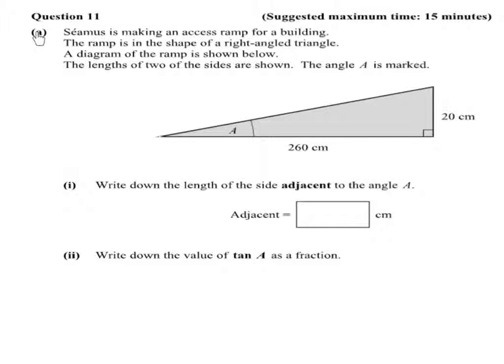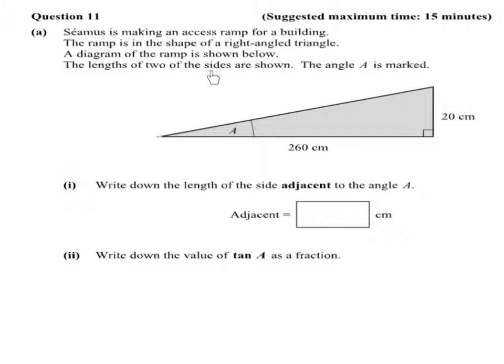Question 11, Part A. Seamus is making an access ramp for a building. The ramp is in the shape of a right-angled triangle. So here we have a right-angled triangle. We know that it's right-angled because we have this little square in the corner here, which represents a right angle. A diagram of the ramp is shown below.